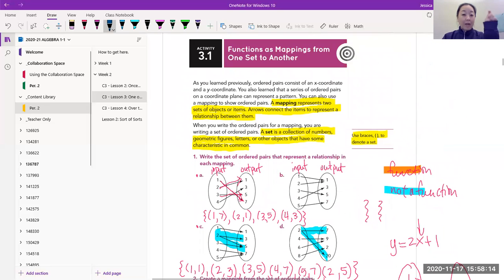So if you have your highlighter and you have your book, and if you don't, then make sure you pick it up. Here's mapping, right? So mapping represents 2 sets of objects or items. And so we normally have the input side and we have the output side. And the way we figure out which one's which is by the arrows. So the input, we usually put it on the left-hand side, and then we put the output on the right-hand side, and then we put an arrow saying the input, it goes in as a 1 and it comes out as a 7, right?